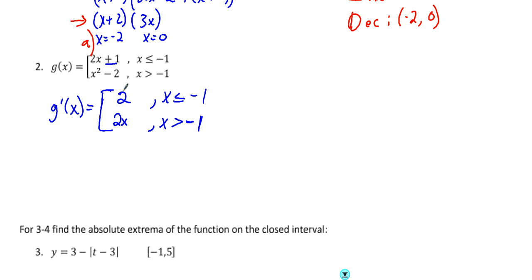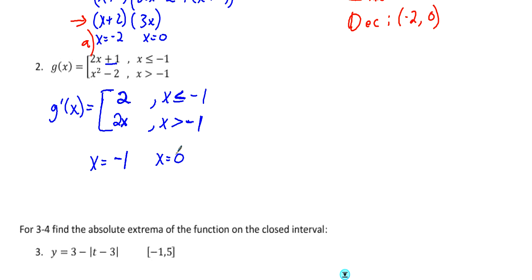But when I look at the slopes, here my slope is 2 at negative 1. But on the other side, when I plug in negative 1 into 2x, I get negative 2, which means my slope goes from positive 2 to negative 2. That's telling me that my function is not smooth there, which means the derivative is therefore not defined. So that is also going to be a critical point. So x equals negative 1 is a critical point. And, of course, when I set this equal to 0, I get x equals 0 as a critical point. Okay? So again, those are my critical numbers.